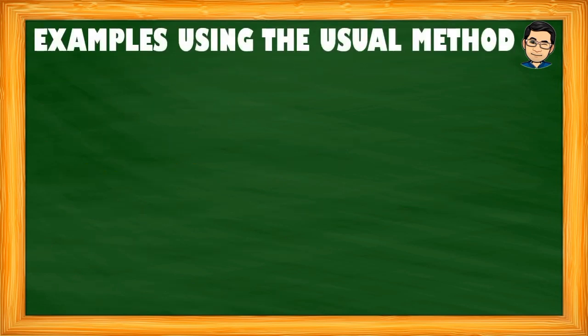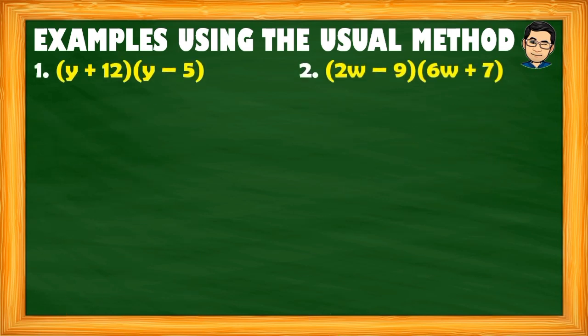So using the usual method naman, so let's multiply. So yung usual method na to, yung conventional or traditional method ng pagmumultiply ng polynomials vertically. So yung kanina kasi horizontally. So y plus 12 times y minus 5 should be written as y plus 12 and then times y minus 5.